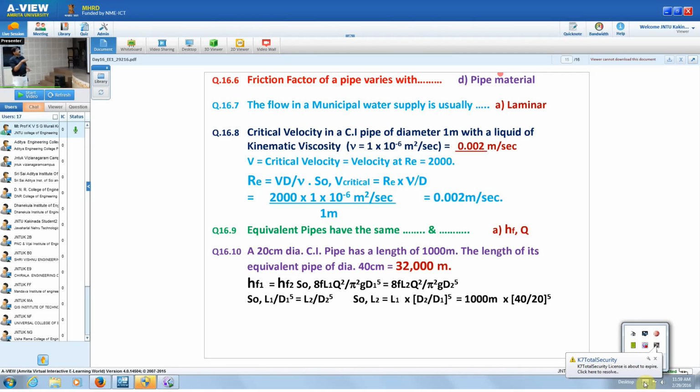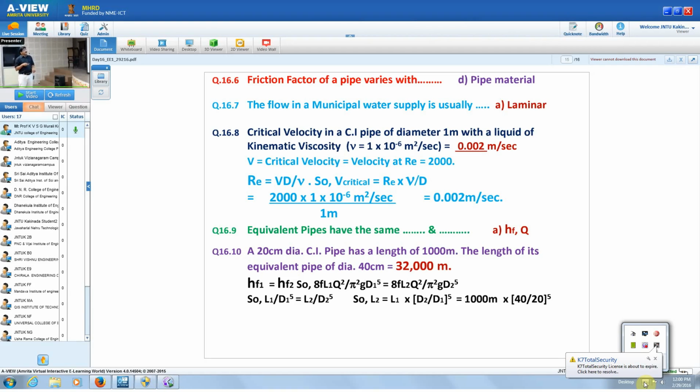Question 16.7. The flow in a municipal water supply is usually... It is written wrongly. The correct answer is turbulent. Flow in a municipal water supply pipeline is always 100% turbulent.